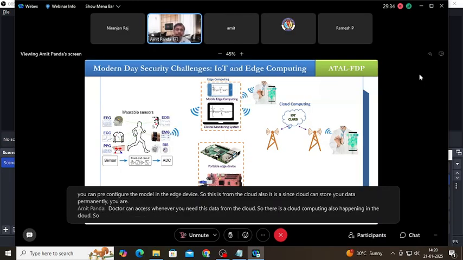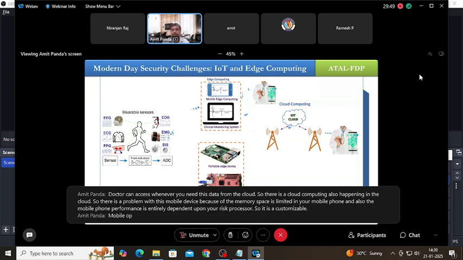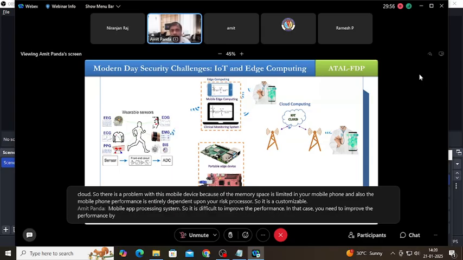So there is a problem with this mobile edge device, because the memory space is limited in your mobile phone, and also the mobile phone performance depends entirely upon its processor. So it is a customized mobile processing system, and it is difficult to improve the performance. In that case, you need to improve the performance by accelerating your computing part to the hardware. So how to do this?